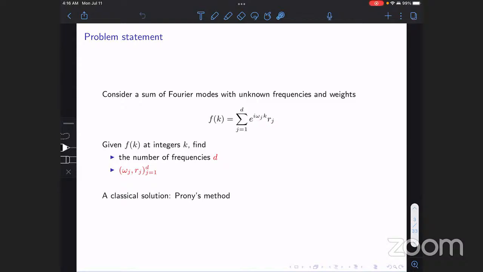Now the problem is that, given the function f_k at the integer values of k, what we're trying to do is find the number of frequencies d, and also figure out these frequencies and these weights. This is a very common problem, and Prony's method is a classical solution, developed probably about 200 years ago, to solve this problem.